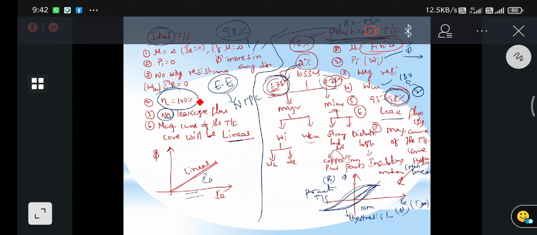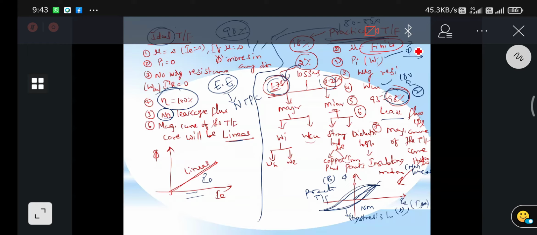The permeability of the practical transformer core will be finite. So the flux moves in a uniform direction here. And what about the iron losses in the core if the permeability is finite? The iron losses are present in the core, and similarly there will be a winding resistance, thereby there will be copper losses.